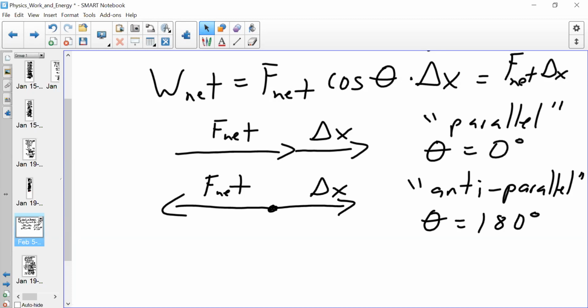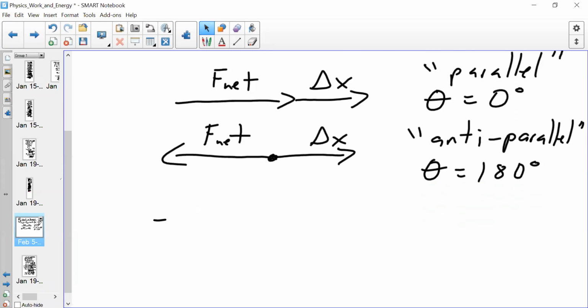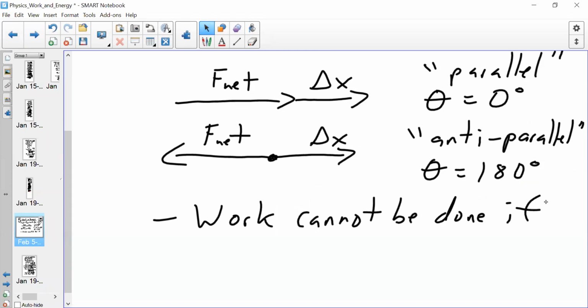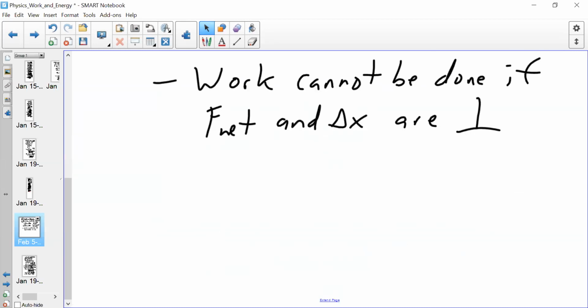So just to reprise what we've done several classes ago. All right. We mentioned that work can only be done if it's parallel or anti-parallel. Work cannot be done if the net force and displacement are perpendicular to each other. So I'll write up the word one time.